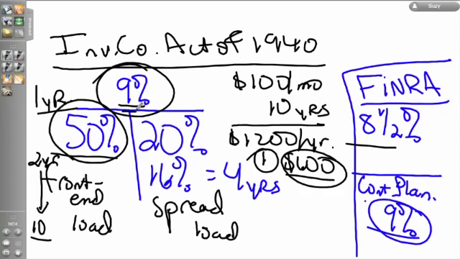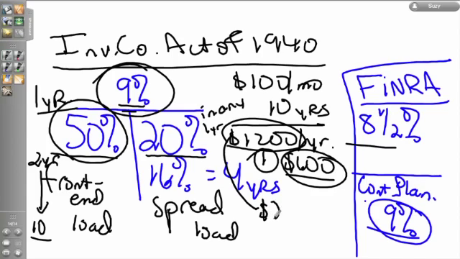The spread loads, not quite so bad. So the spread load says this: in any one year, the maximum that we can charge as a sales charge is 20%. So 20% of the amount invested. So based upon this example where we're investing $1,200 a year, in any 1 year, the most we could charge would be $240, okay? $1,200 times 20%, $240 for a commission.